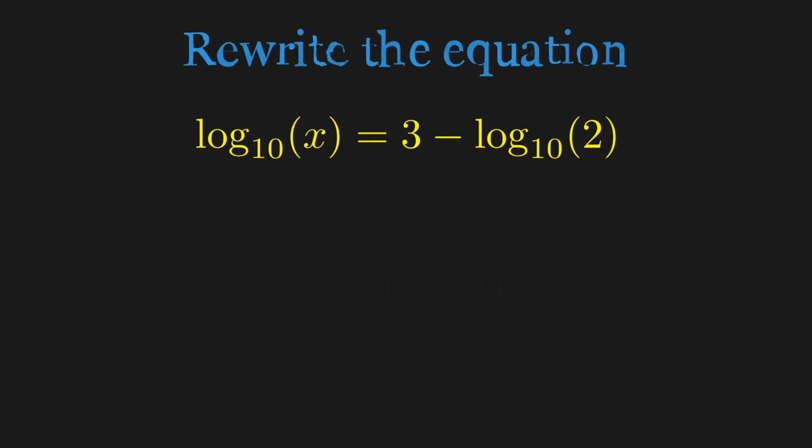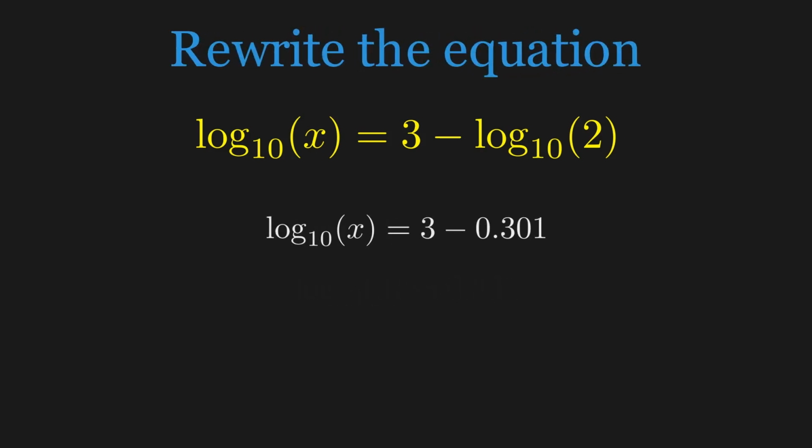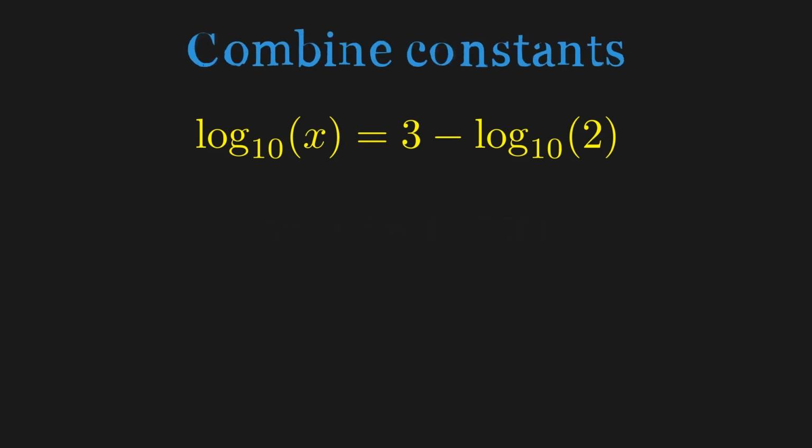Now, let's rewrite our equation by substituting this value. We get log base 10 of x equals 3 minus 0.301. Next, we can combine the constants on the right side of the equation. 3 minus 0.301 gives us 2.699. So our equation now looks like this. Log base 10 of x equals 2.699.